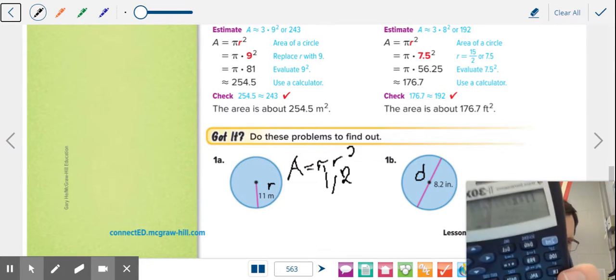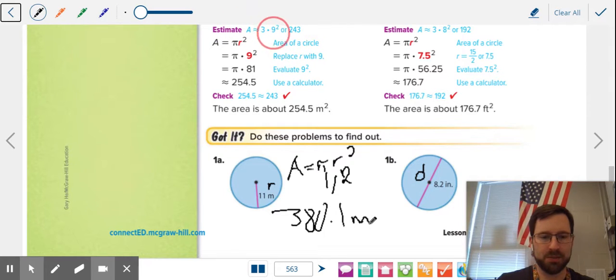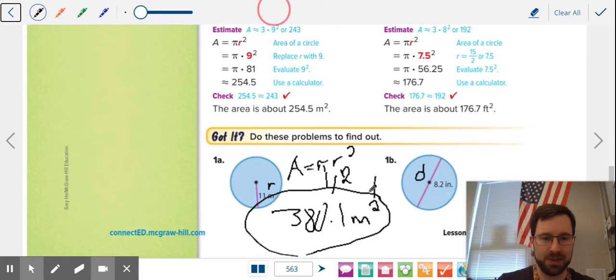Okay. Might be hard for you to see there because it's backwards, but it's 11 squared pi equals 380.1 meters squared. Now notice I said meters squared because we're talking about area. Area is two-dimensional space, so you have to have two-dimensional units, to the second power.